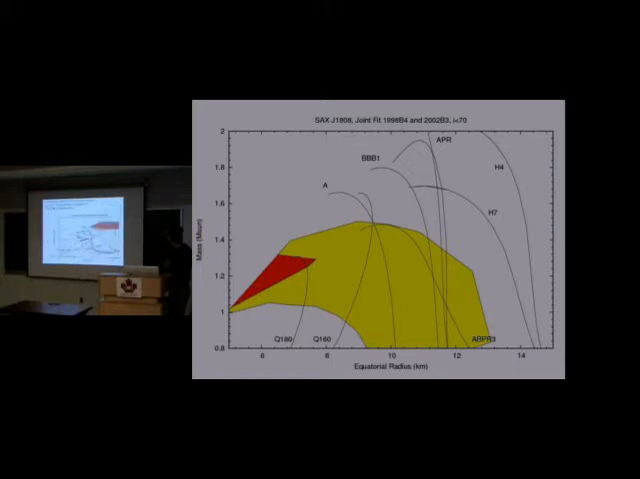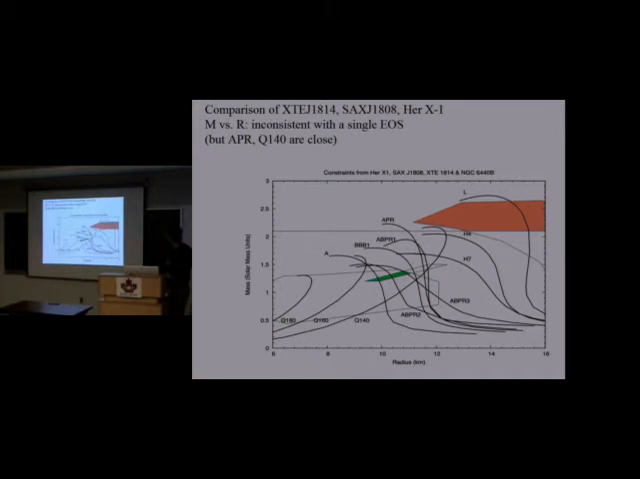And what I wanted to do was to put them all together. So here's XTE J1814. Here's roughly what we have for SAX J1808, and here's Hercules X-1, along with equations of state. Now, the previous equation of state plots were made for rotating neutron stars with the rotation frequency of that particular one. But in this one, these are non-rotating ones because we're trying to compare. But they're not much different, right?